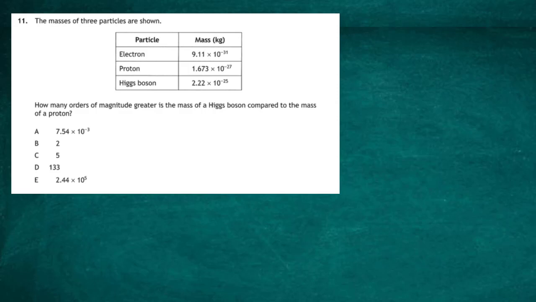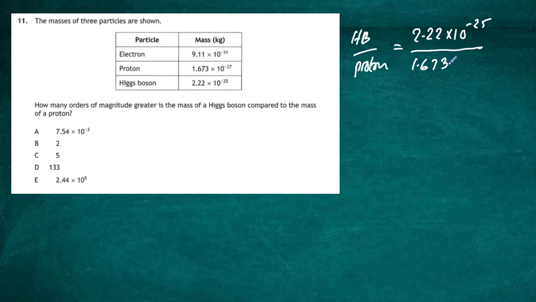And it's much easier and more beneficial to compare masses of these particles by looking at their powers of 10, the orders of magnitude. So we start with the Higgs boson. The Higgs boson is going to be in ratio with, in this case, the proton. Just look at the ratio. The Higgs boson has a mass of 2.22 times 10 to the minus 25. I'll just ignore the kilograms because they cancel out. And we're dividing by the mass of the proton, which is 1.673 times 10 to the minus 27.